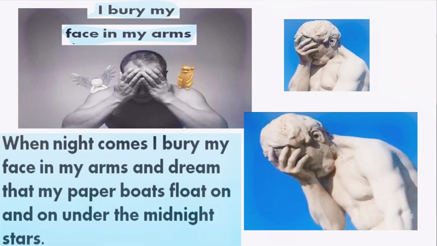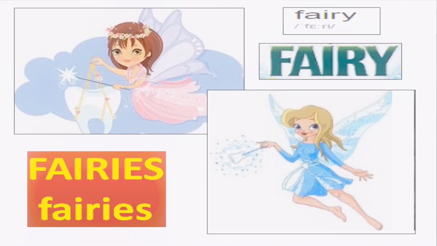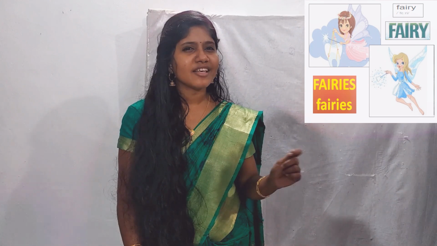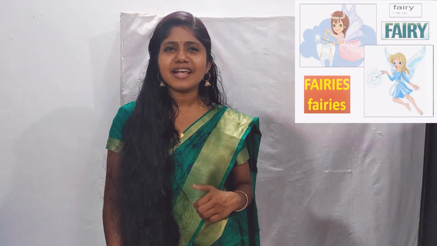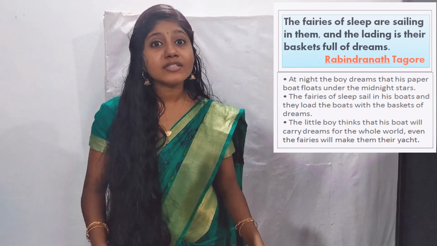Look at the picture. Can you identify the meaning of bury? When night comes, what does the poet do? When night comes, he buries his face with his arms. See children, this picture. Who is this with magic wand in her hands? You have already studied her in the chapter Baby Elephant. Yeah, you said it. A fairy. How beautiful she is. During night, the fairies of sleep come to lodge a basket of dreams in their boats. What a nice line, isn't it? See the beauty of this line. The fairies of sleep are sailing in them.